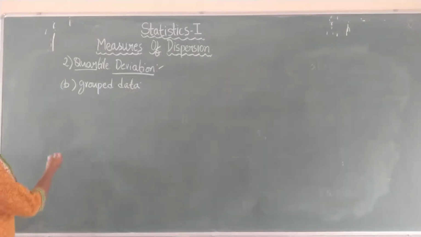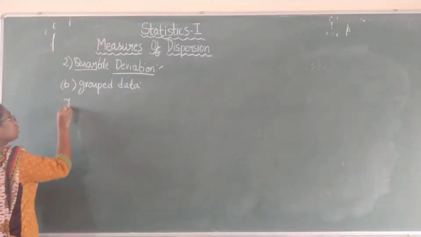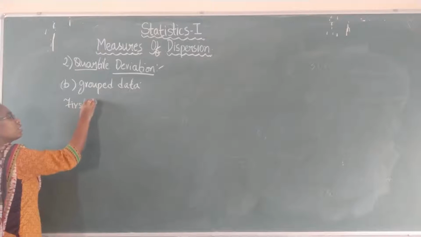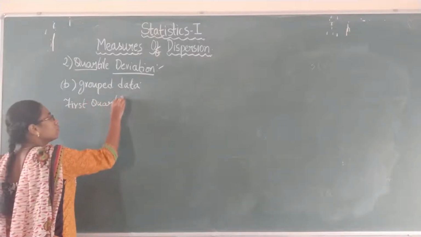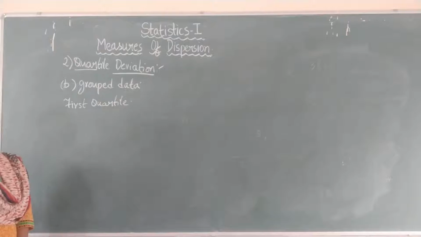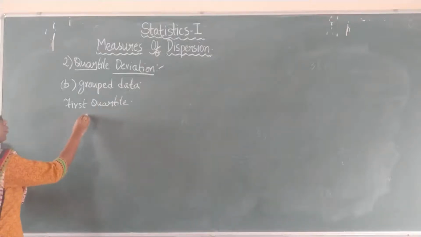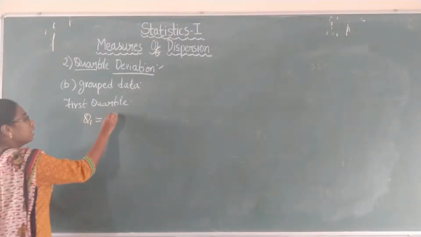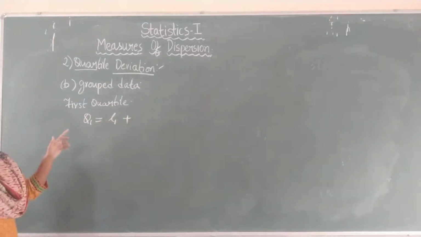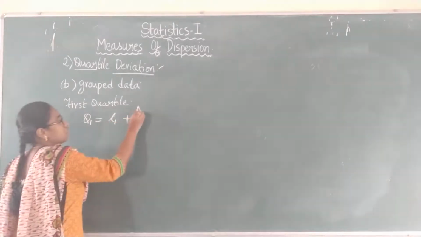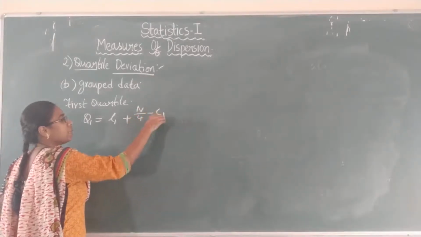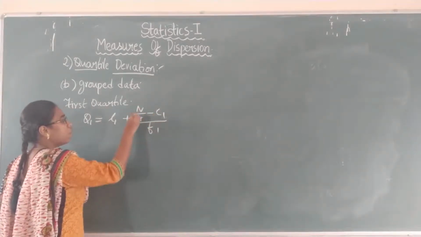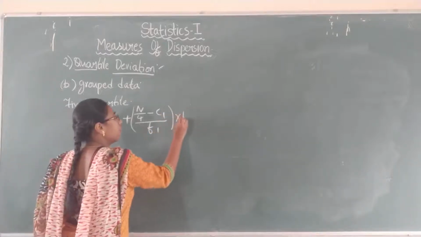So how will we calculate the first quartile? Quartile deviation for grouped data. Under grouped data, the first and third quartiles are calculated as follows. First we will calculate the first quartile. The first quartile is denoted with Q1, right? So Q1 equals L1 plus ((N by 4 minus C1) divided by F1) into H1.